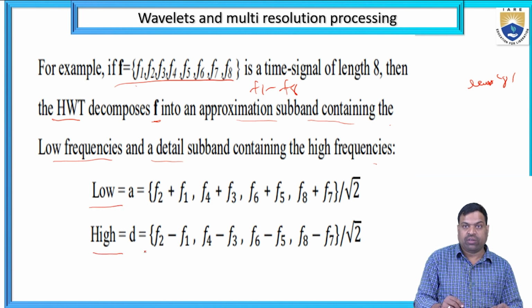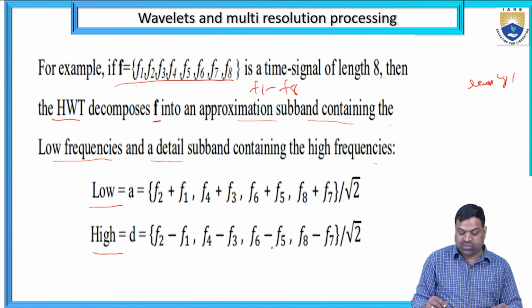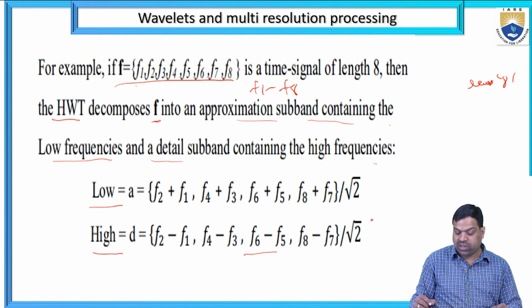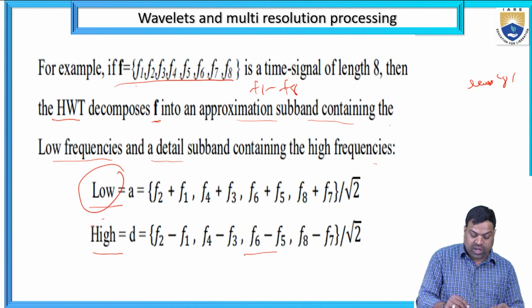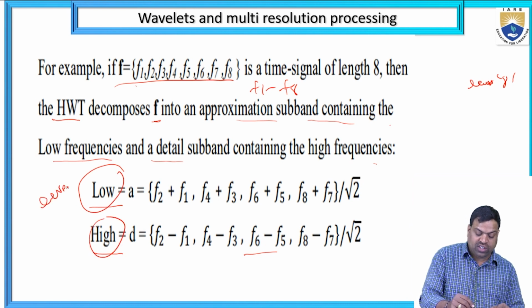When I am going for the high level value, D equals (F2 minus F1), (F4 minus F3), (F6 minus F5), (F8 minus F7), divided by root 2. So low and high. Why? Because I am taking level 0 and level 1.